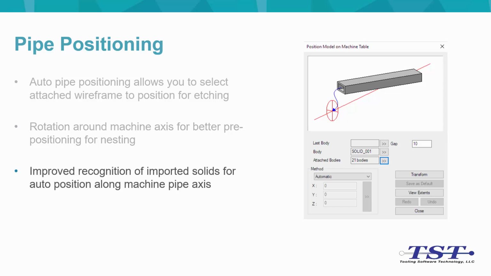There's also been improved recognition of imported solids for auto positioning along the machine pipe axis. There were known issues with certain imported files that came in from Parasolids or SolidWorks files that weren't being detected and automatically aligned, which caused additional time for the user in programming, and this has now been corrected.